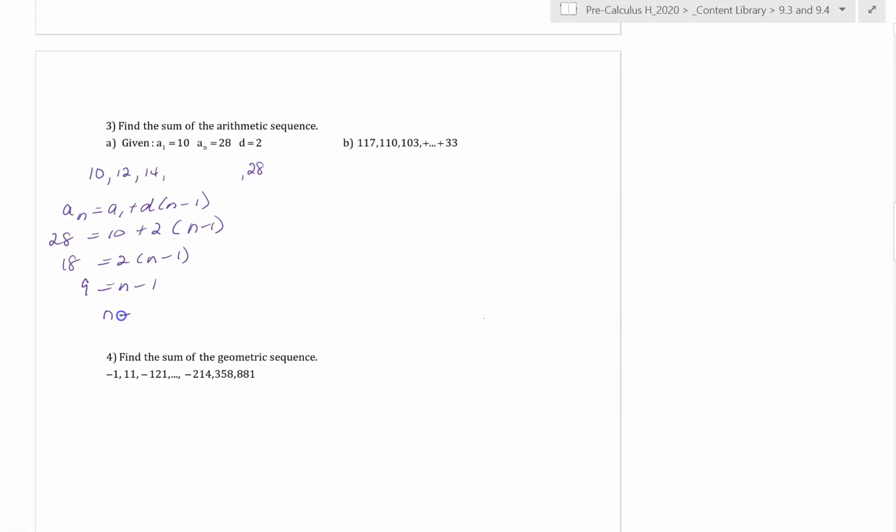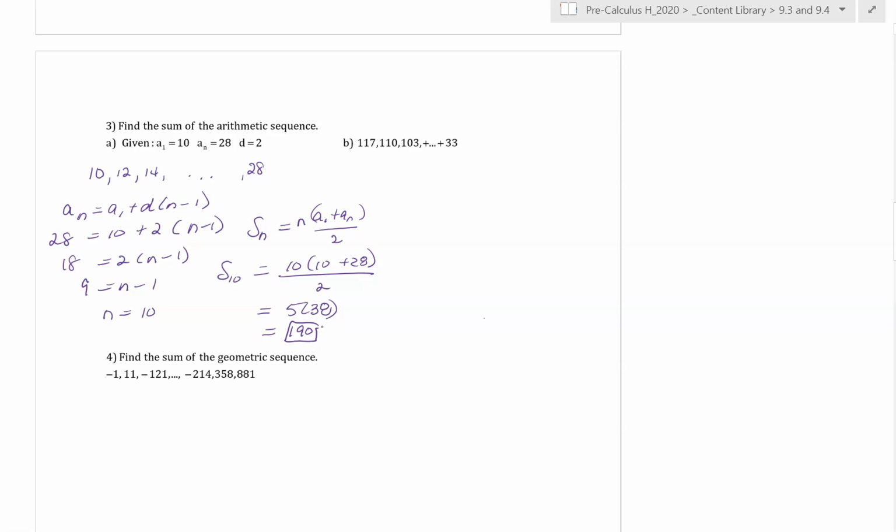We need to decide how many terms you're adding. So we are trying to find the sum of the first 10 terms. Now you could use either formula. Why don't we try the one that we talked about with Gauss. So the sum of the first 10 terms is 10 over 2, and then you add the first term and the last term. And that's 190.